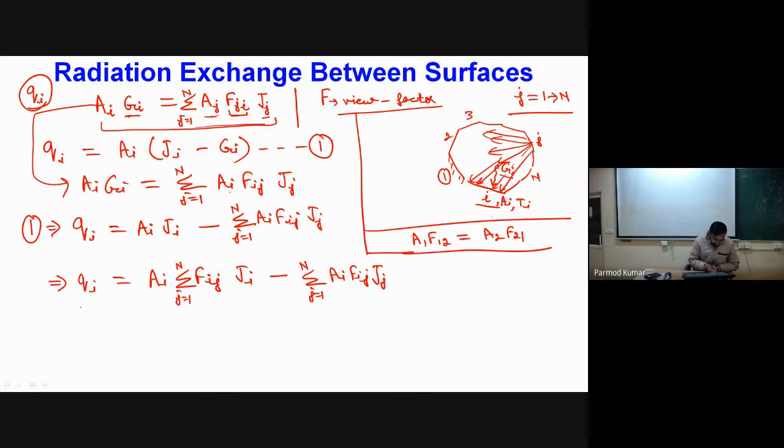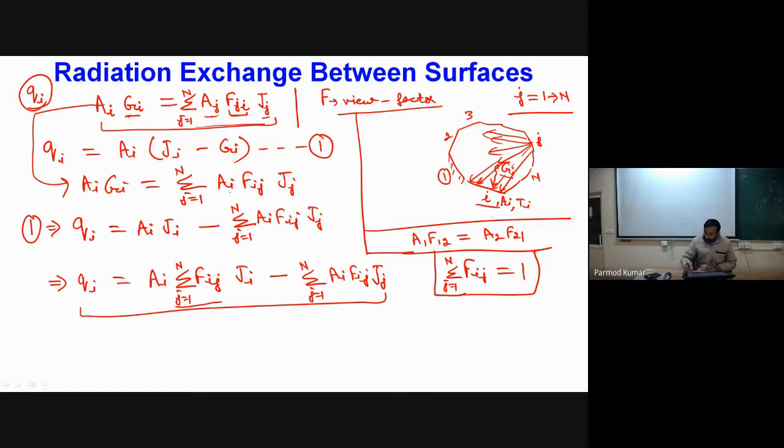Any one of you? How have I written this quantity over here? Do you know the rule of summation of these view factors? Fij, j varies from 1 to N, is nothing but equal to 1. Are you not referring to the earlier lectures? Yes, sir.